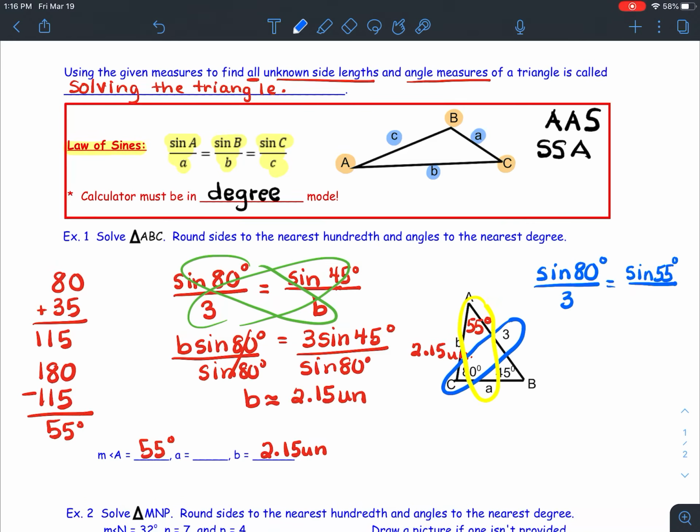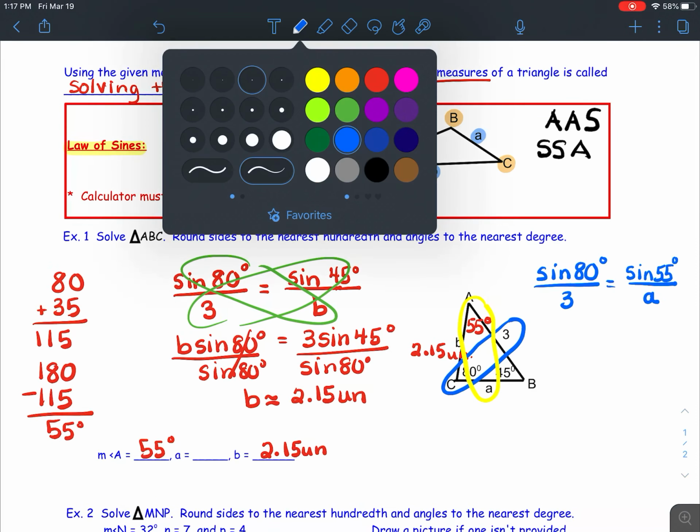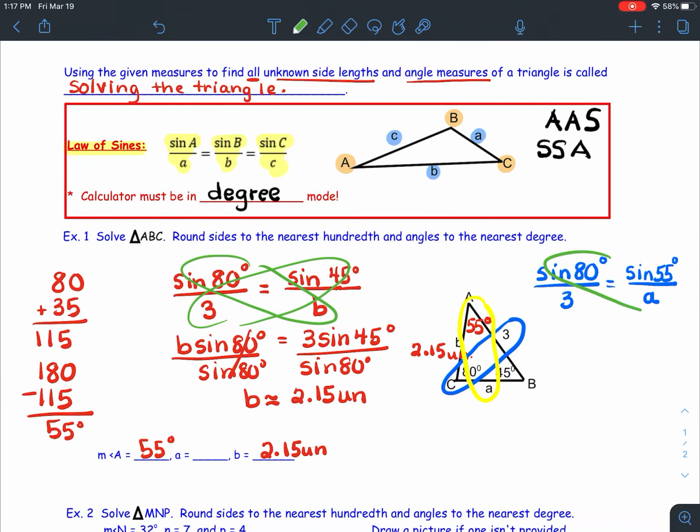Okay, so we're going to set up sine of 55 degrees. We're going to put that over a, and then we're going to cross multiply. Okay, so I'm going to go ahead and cross multiply here. Okay, so I got a times sine of 80 equals 3 times sine of 55, and to solve this for side A, I'm going to divide both sides by sine of 80 degrees.